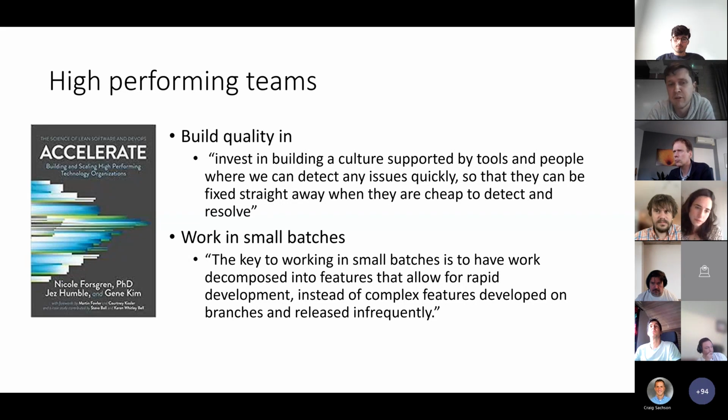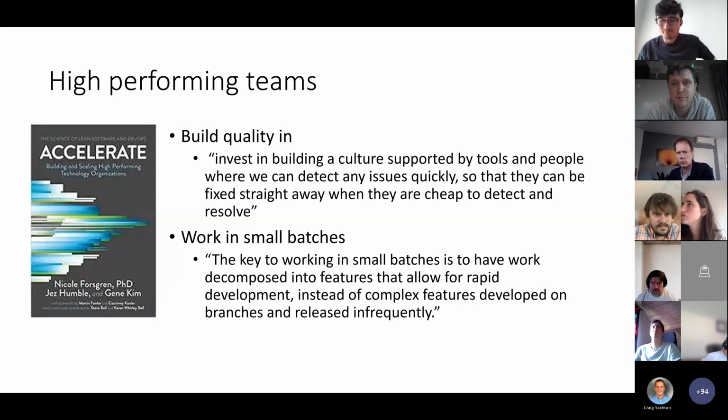So just two small takeaways from that. First is the need to build quality in, and that's really building a culture supported by tools and people. So if we think of the tool by Martin, that actually really helps us build quality in as we're developing packages, as we're getting ready to submit them to CRAN, we can really be aware of the quality of what we're producing. And also the ability to detect issues quickly, so that they can be fixed straight away, at the moment where it's cheap to detect and resolve them.